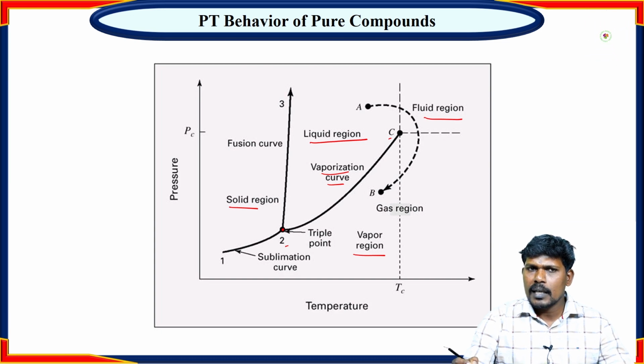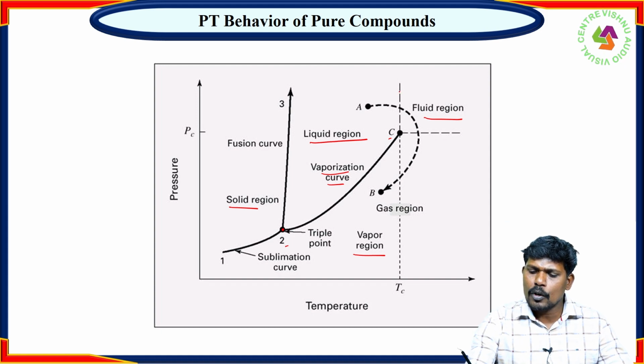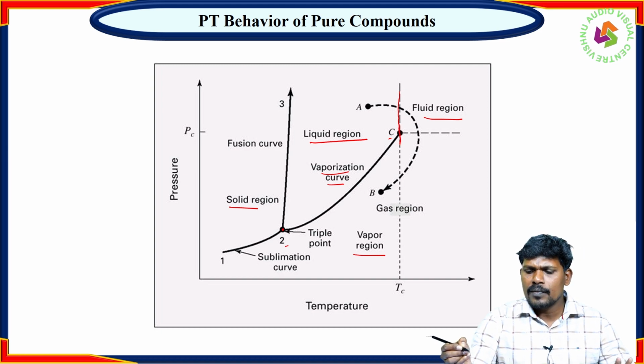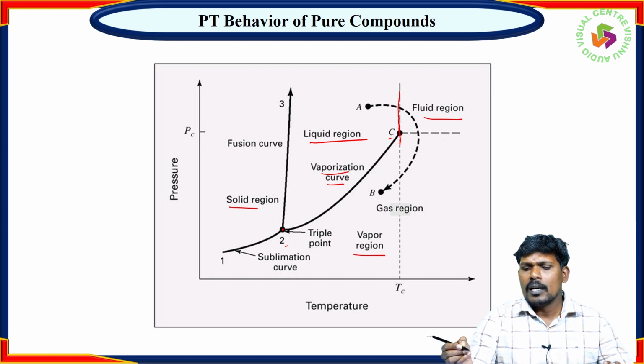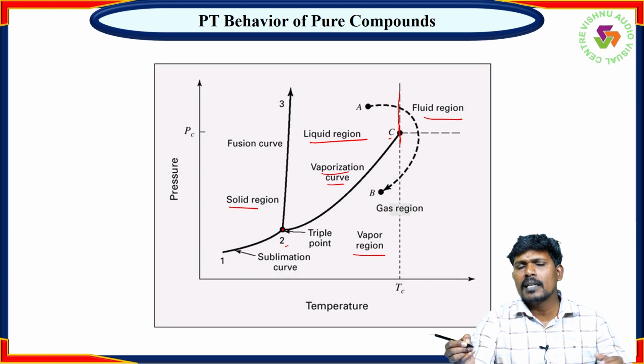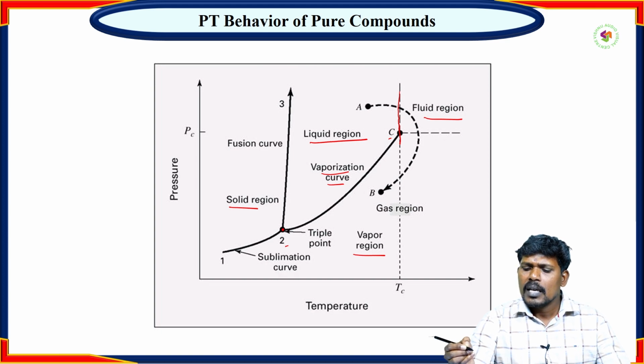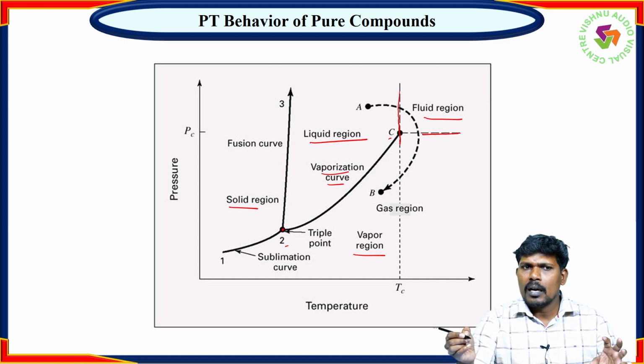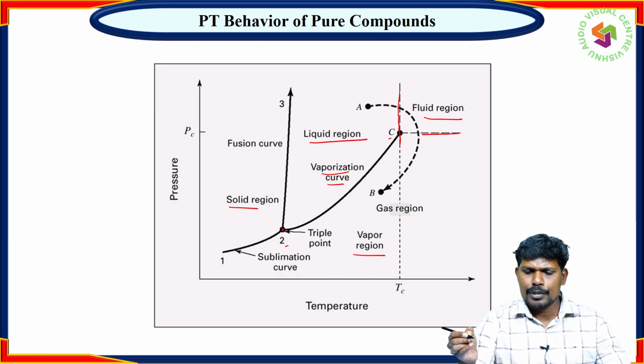Generally, at a critical point, the liquid region and gas regions are indistinguishable. So that's the reason: at constant temperature, decreasing the pressure, if the fluid is vaporizing, then we can say that the compound is in a liquid state. Otherwise, at constant pressure, decreasing the temperature, if the compound is condensing, then we can consider that the compound is in a vapor state. So that's why we can distinguish.